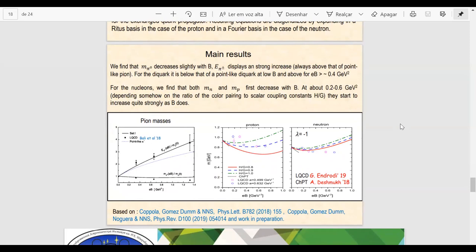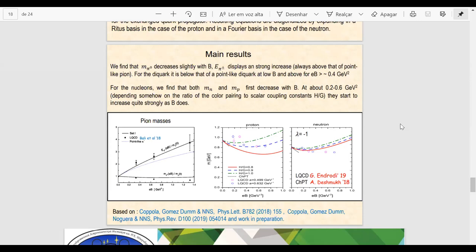Okay, so these are the main results of our work. We observed that the mass of the pi zero stays basically constant with the magnetic field, while that of the charged pions increase rather strongly with the magnetic field, even above the result that one would expect from a point-like pion. So taking into account the structure of the pion gives a stronger rise.